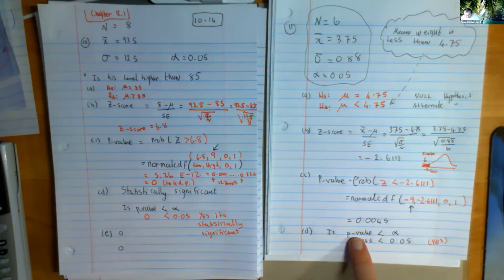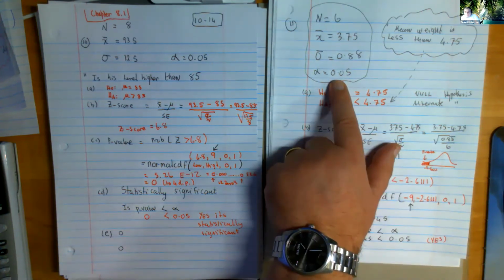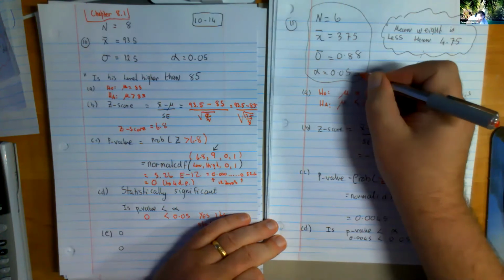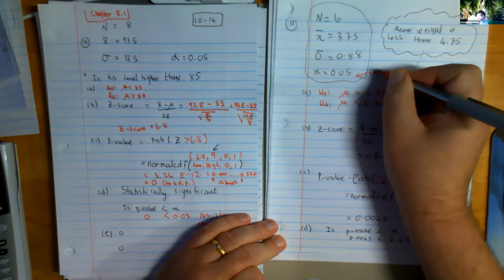You just check the p-value you just found and compare it against the alpha in the question, called the significance level, which is the name that we give to this. It's called the significance level.